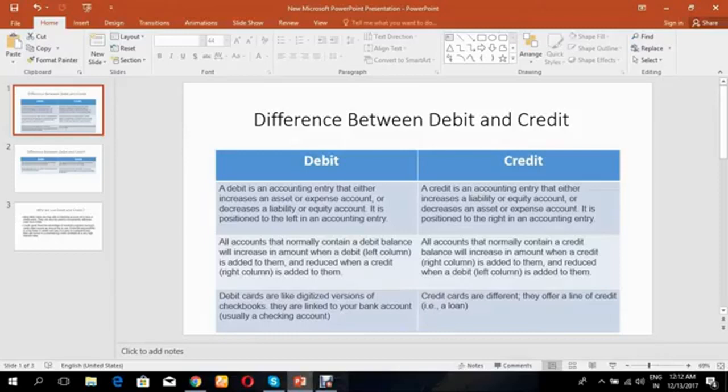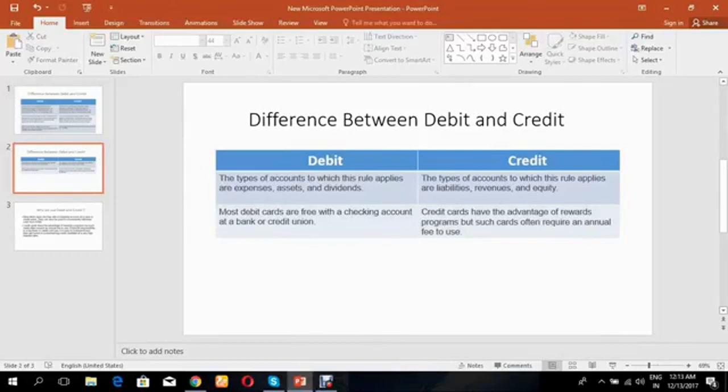Third difference is debit cards are like a digitized version of checkbooks. They are linked to your bank account, usually a checking account. Credit cards are different. They offer a line of credit. Example, a loan.